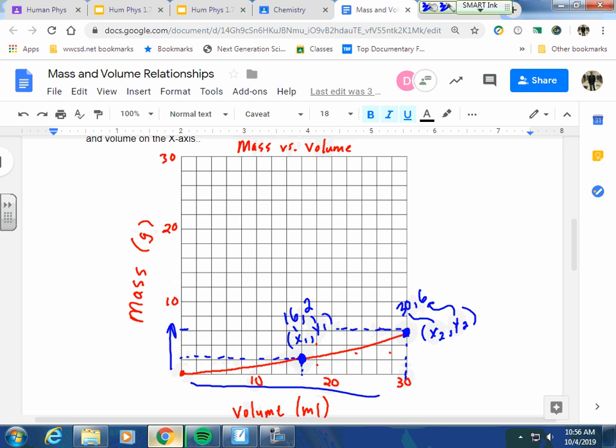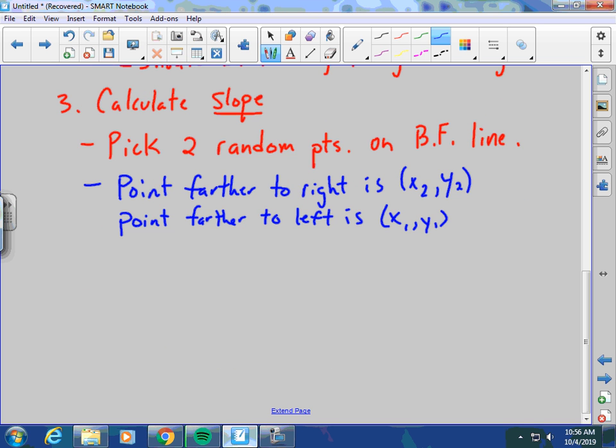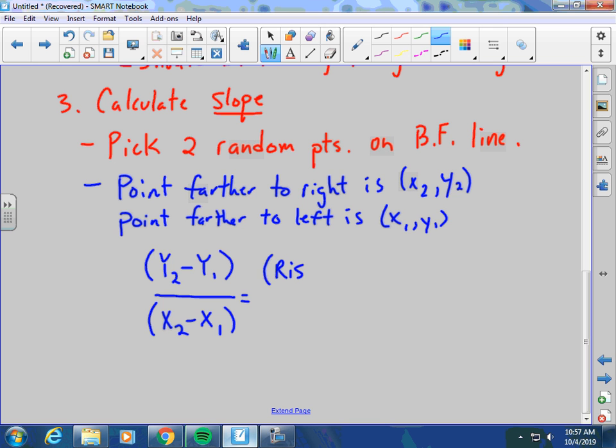Okay, so we're almost done. This is how we actually calculate the slope. What we do is we take y2 and subtract y1, and we're going to divide that number by x2 minus x1. You might know the difference of y2 minus y1 as rise, and x2 minus x1 as run. Maybe that's how you saw them.